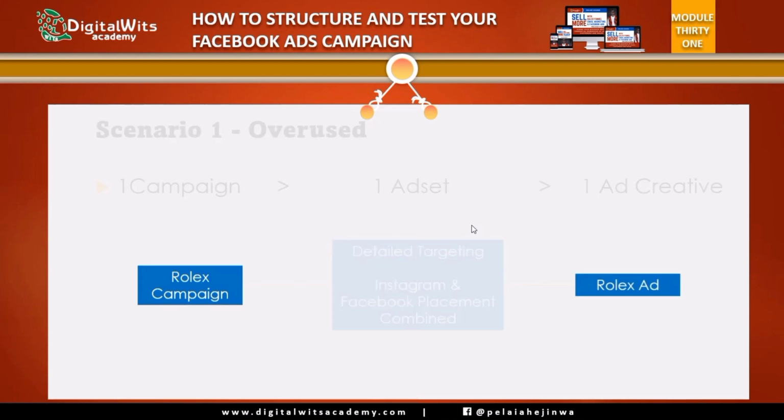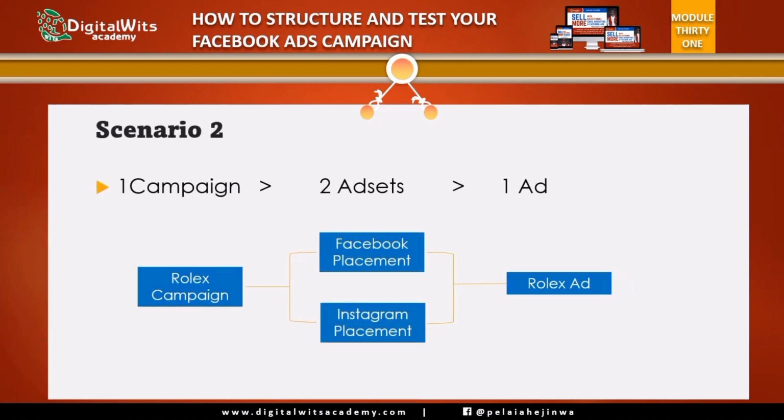All right, look at scenario number 2. Scenario number 2 is where you have your campaign. This is the campaign. Then under ad set, you now separate Facebook placement ad set from Instagram placement ad set. So you have two ad sets. Why do you want to separate this?